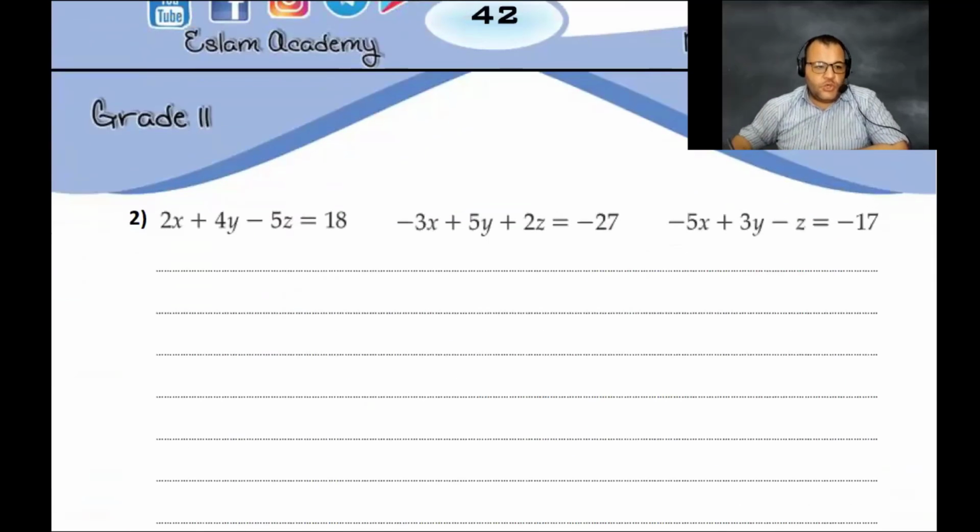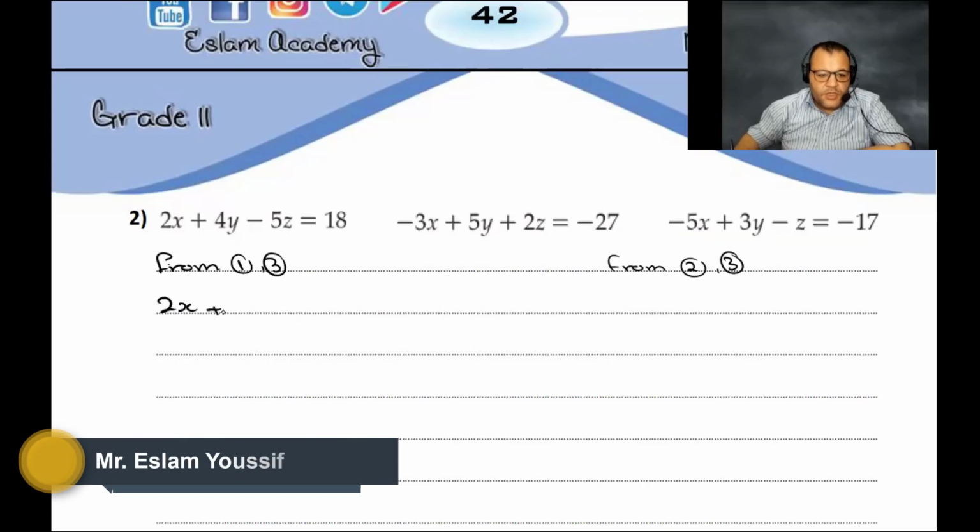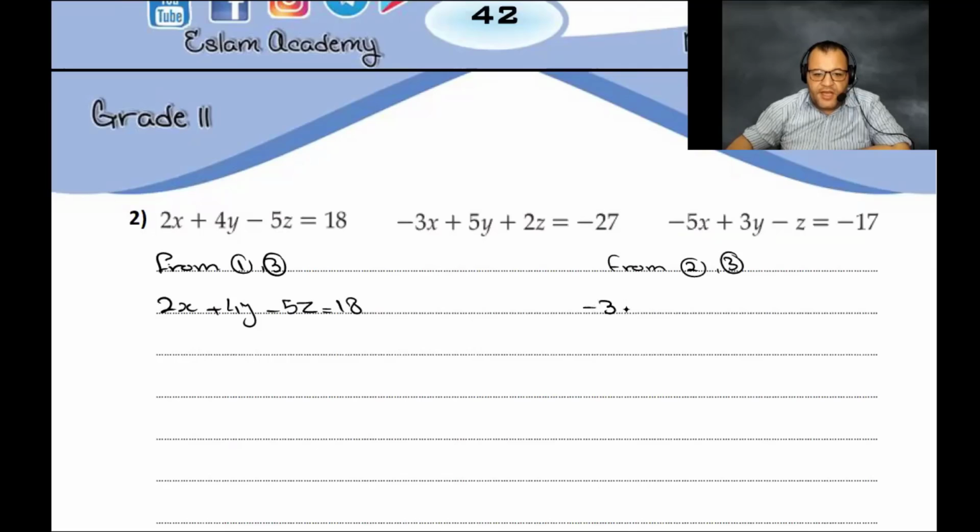Yes. So at this part, I will use equations 1 and 3. At this part, I will use equations 2 and 3. For the first one, I will leave it without any change: 2x plus 4y minus 5z equals 18. And the second one also I will leave as it is: negative 3x plus 5y plus 2z equals negative 27.